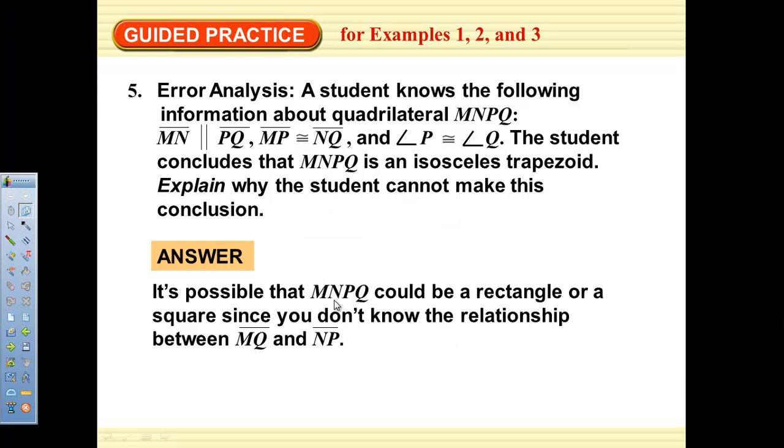And yes, we don't know the relationship between MQ and NP. So we don't have enough information. Could be a rectangle, could be a square, could be a parallelogram.